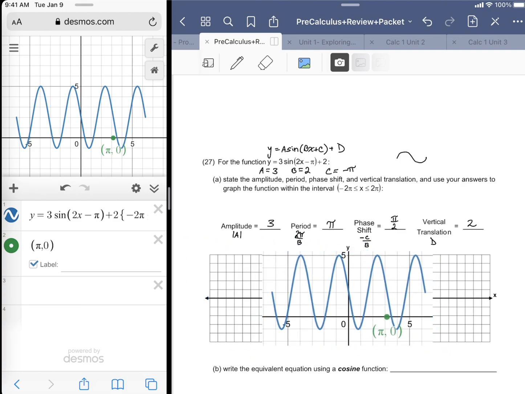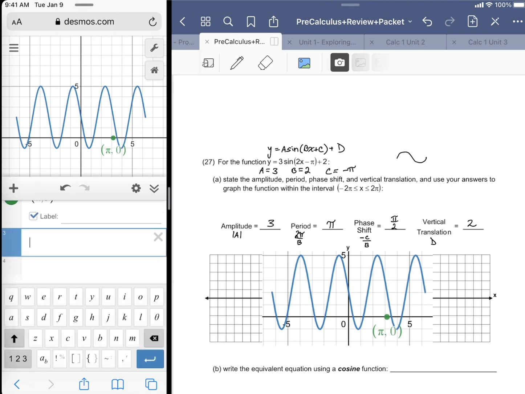Now, the second part, which I think is probably the most important part: write an equivalent equation using a cosine function. All right, so this is where things get interesting. I have to make another equation that's going to map out this exact same curve, but using a cosine function. So using Desmos, instead of going nuts with things like phase shifting and all that good stuff, the first thing I'm going to try to do is put an equation in general form for cosine into Desmos.